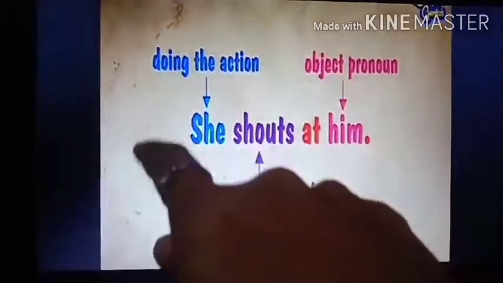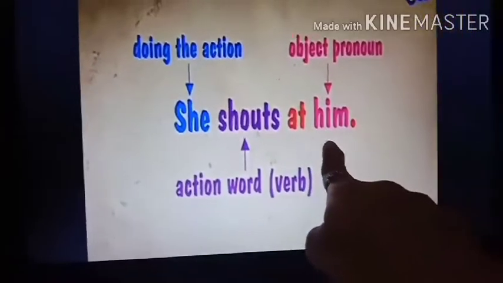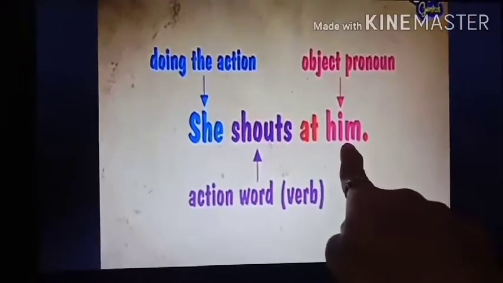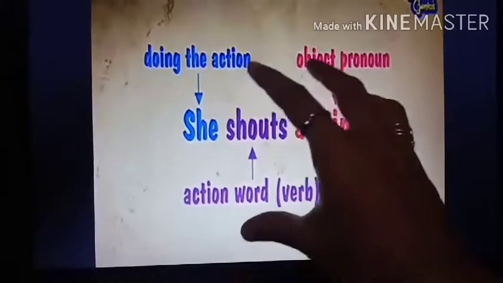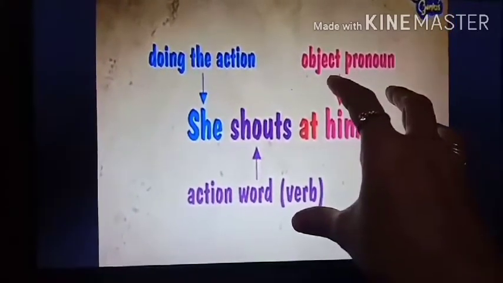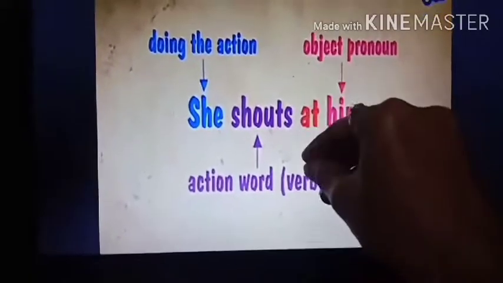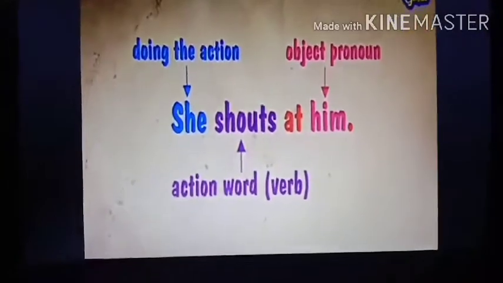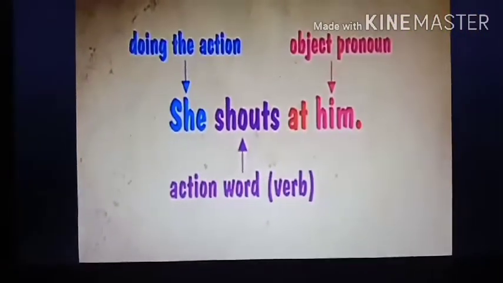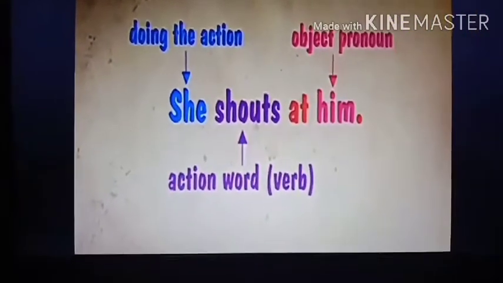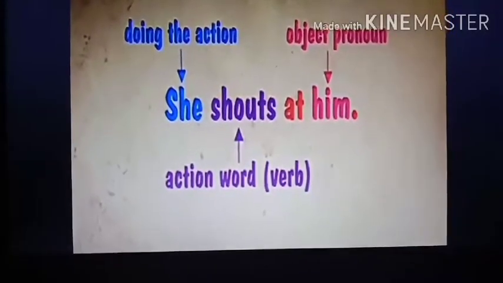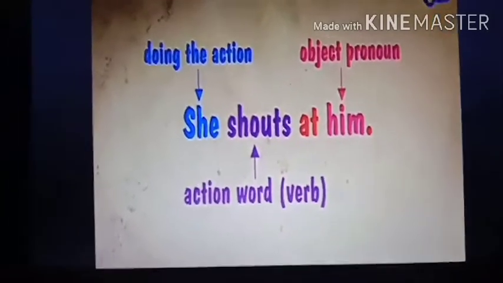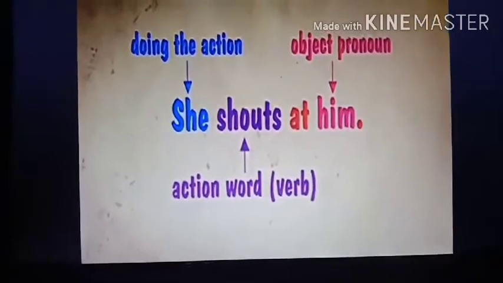Okay. So him is the object pronoun. The one who is receiving the action, the one on whom the action is done, is called the object pronoun. Understood, student? It is very, very easy. Subject means the pronoun who is doing the action is called subject, and the one on whom the action is done, the one who is receiving the action, is called object pronoun.